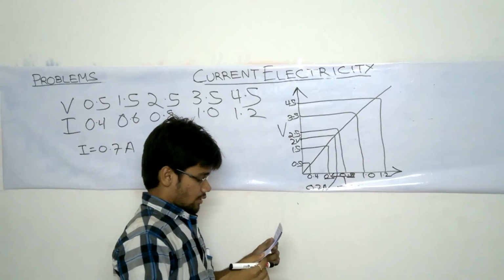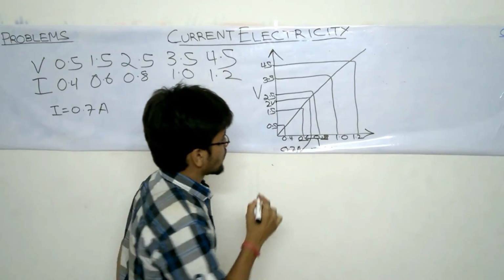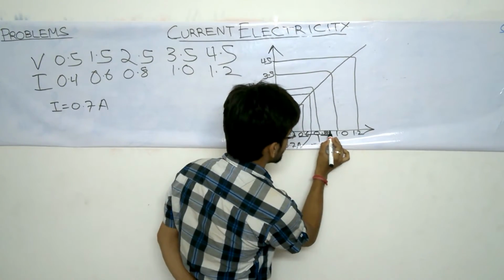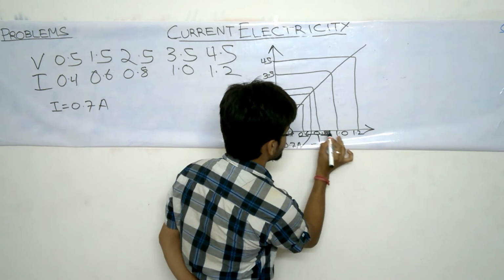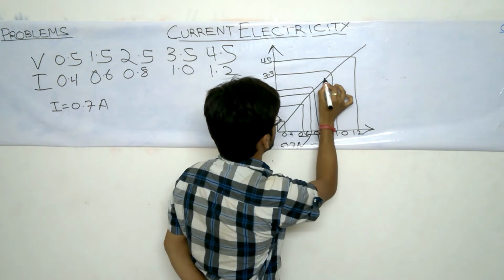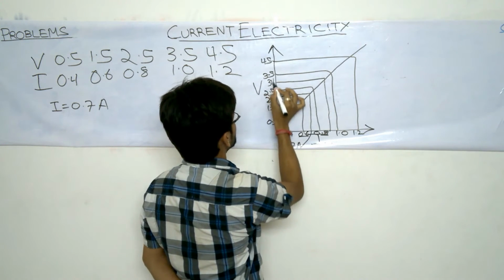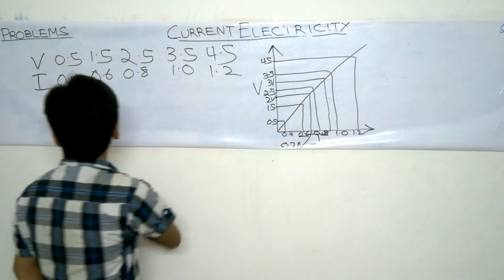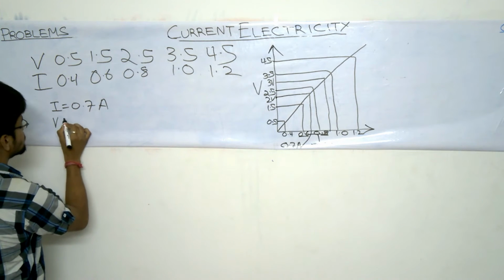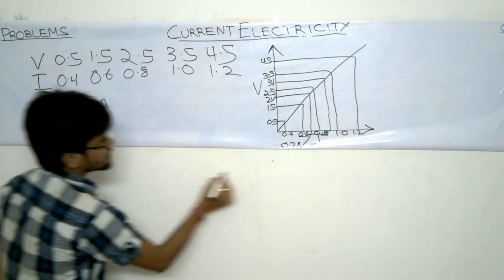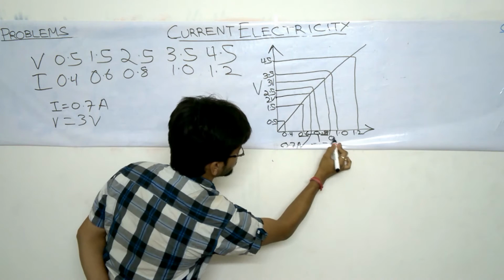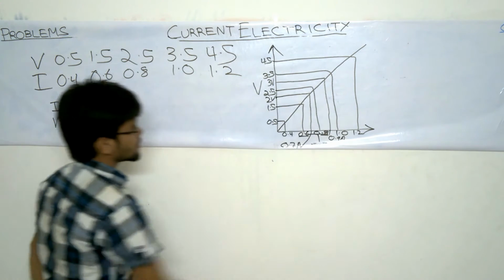Now moving on, voltage when current is 0.9 ampere. Now current will be 0.9 ampere between 0.8 and 1.0. So we are moving here, we are coming here. This is 3 volt between 2.5 and 3.5. So our answer is V is equal to 3 volt when current is 0.9 ampere. These two were the questions.